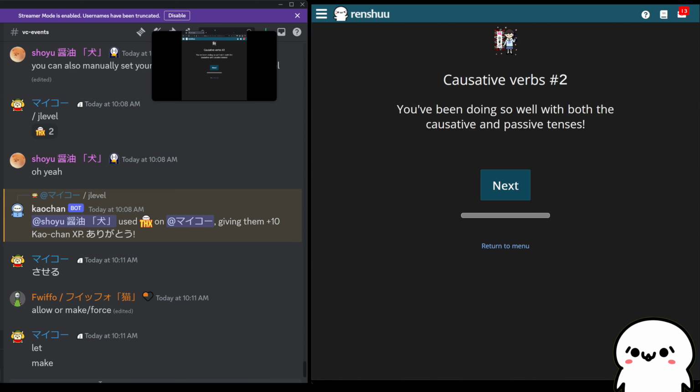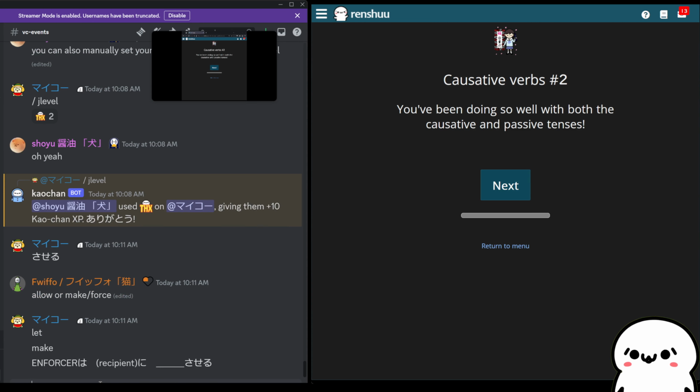And typically, it will come in this form. Let's review this because you'll see how it filters into today's lesson. So typically we have, let's call it the enforcer. That sounds better. The enforcer. The enforcer, or the doer, is usually at the front of the sentence. And then whoever is being forced or allowed to do it is usually marked with ni. Sometimes o, depending on which verb you're using.